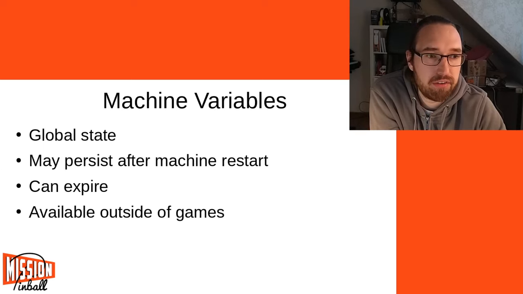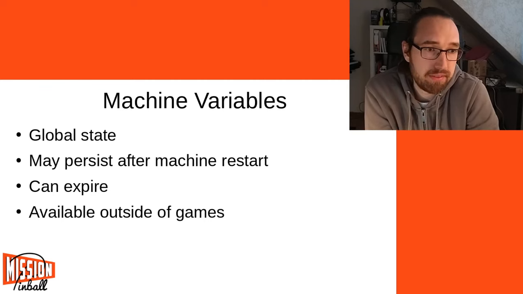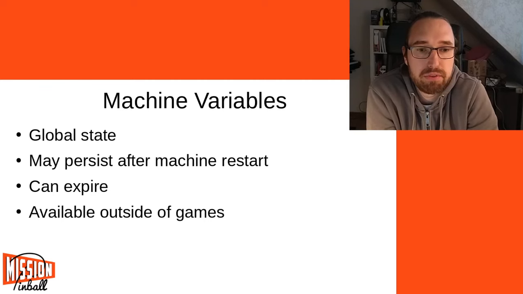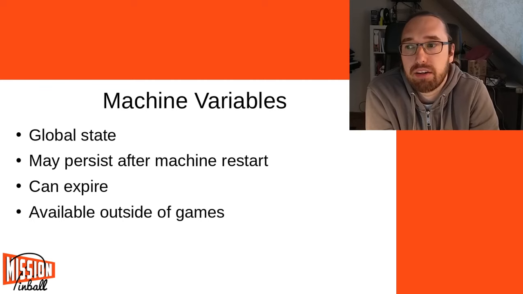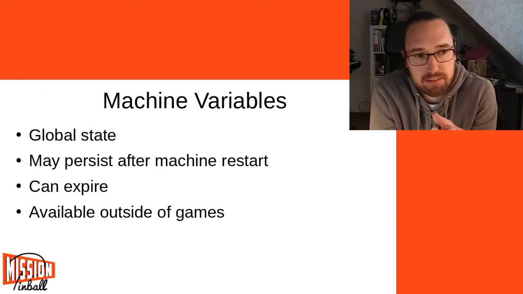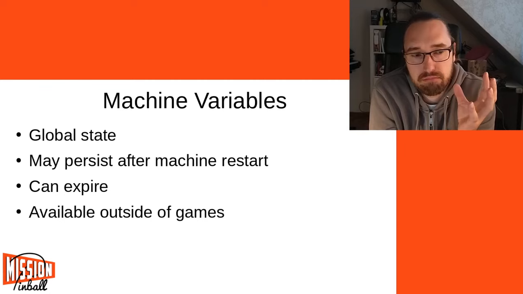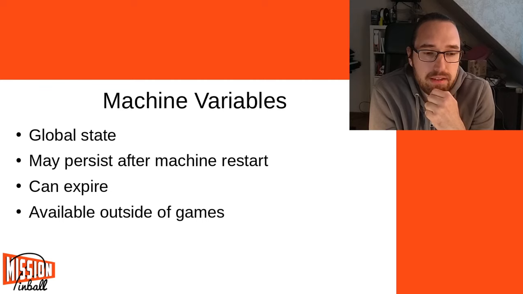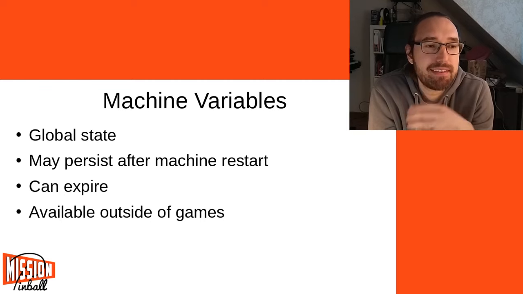Then we got machine variables. That's basically global state, and that's global for the whole machine. And a machine variable may persist after machine restart. So when they are created initially, we configure if they are persisted or not. They can also expire. So we can basically say after you set it, it will be available for 30 minutes or 2 hours or 2 days. I just checked, that's actually not available in configuration for some reason, but it's available in code.